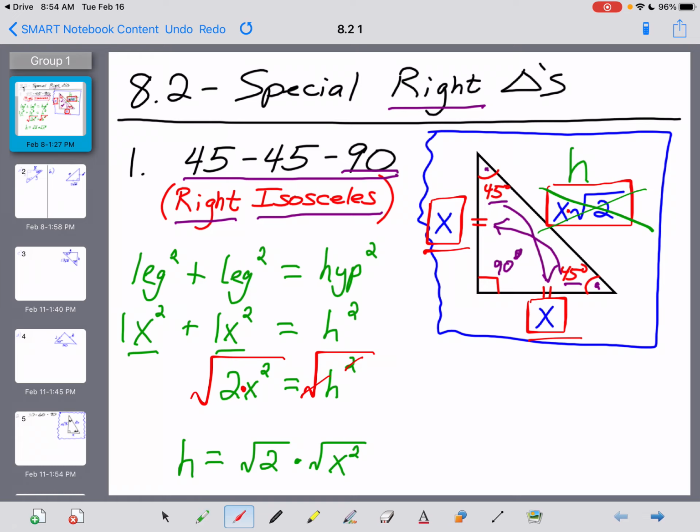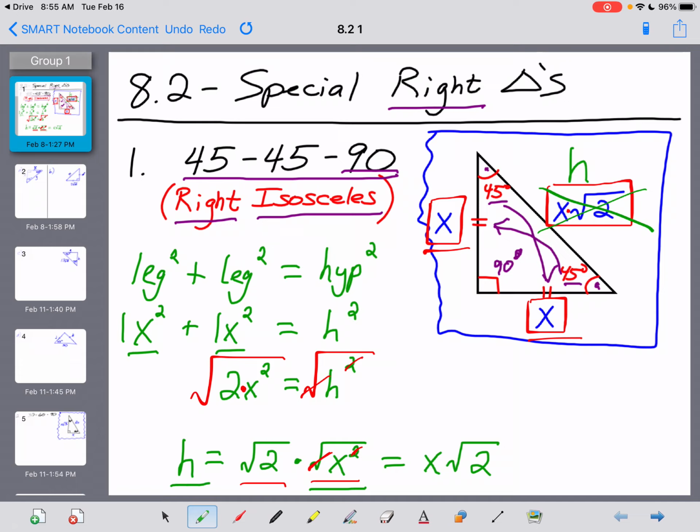Now, the square root of 2 is an ugly, irrational number. It's 1.414, blah, blah, blah. That's as much as I have memorized, but we're not going to do that. We're going to leave it as the square root of 2. However, I hope you notice this, the square root of x squared can be simplified. The square and the square root cancel each other out. So we end up then with h is equal to, the square root of x squared is x. I'm going to move that in front, and you can't do anything with the square root of 2. So that's the best we can do, guys.